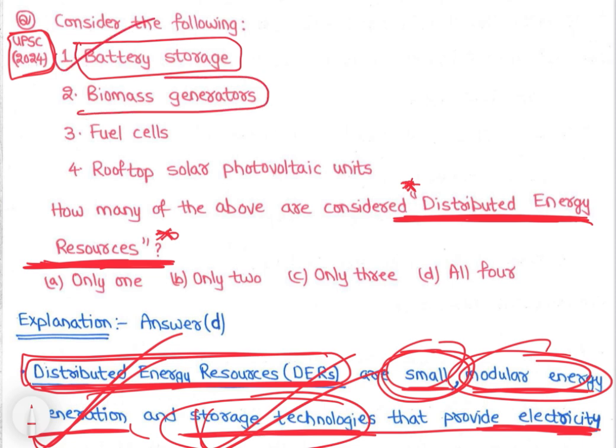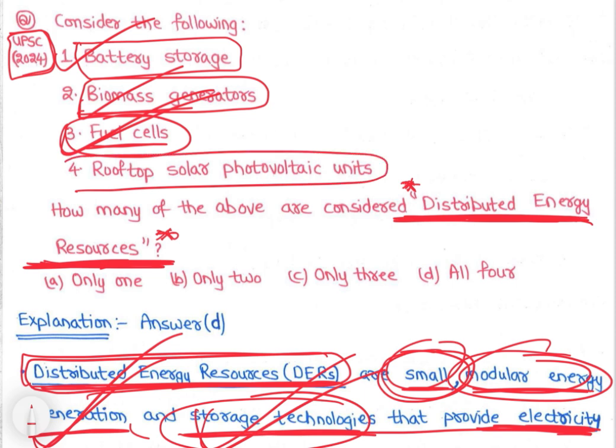Then biomass generators, they can be small, right? Biomass energy generators like small units, even a small one can run, they are also there. Then fuel cells, small fuel cells are there, less than 10 megawatts. Then rooftop solar photovoltaic, it can power one light, it can power one house also, right? So all four is the answer, right?